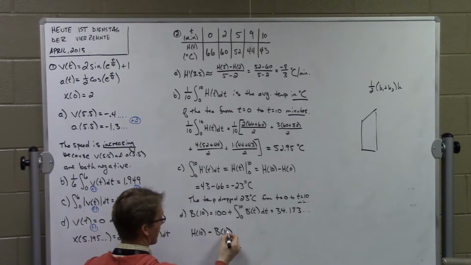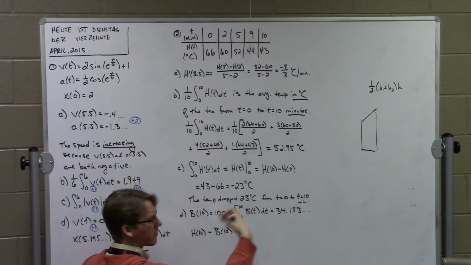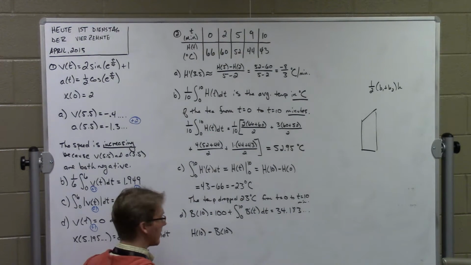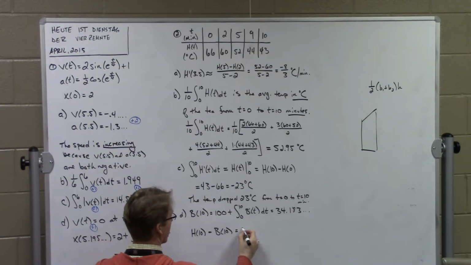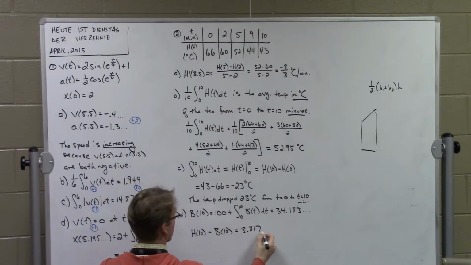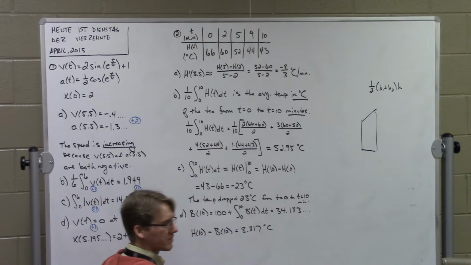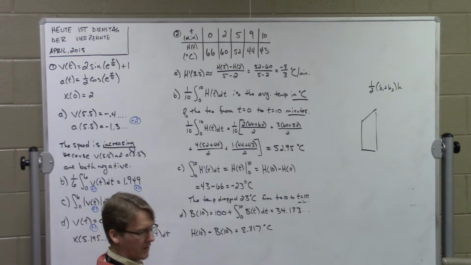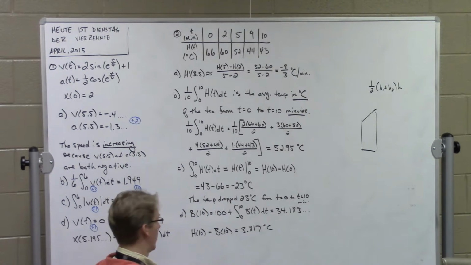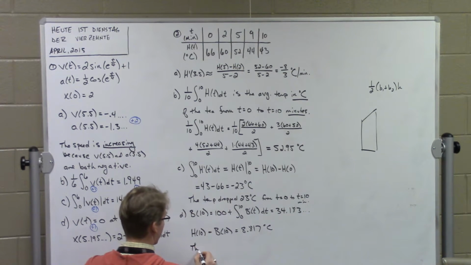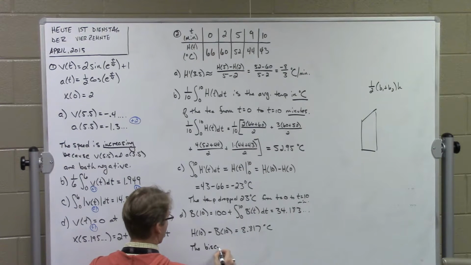You don't have to write it this way, I'm just paraphrasing it. You're right, if you had just written 43 minus whatever, that's fine. So the biscuits are 8.817 degrees Celsius cooler. Good. Yeah, there you go. You don't have to write it if you don't want to. It didn't say show how, it doesn't say justify, it just says how much cooler the biscuits are.